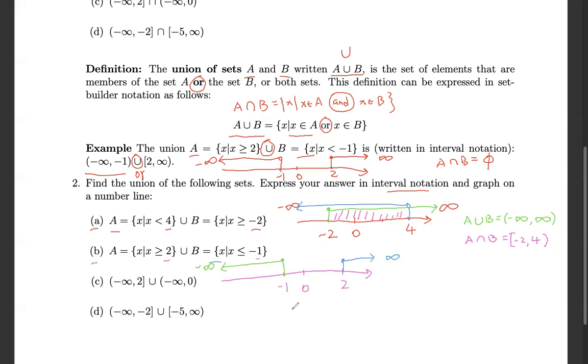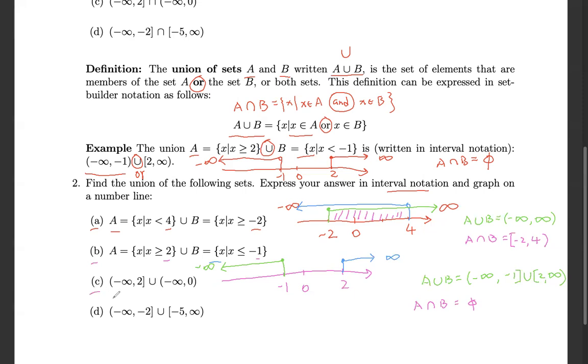So we want to find A union B. Obviously, this is the green part: negative infinity up to -1, bracket, union 2, bracket, up to positive infinity. Right, that's the union. Just for practice, let's do the intersect. A intersect B is the empty set, right? Nothing in the middle, nothing in both of them.